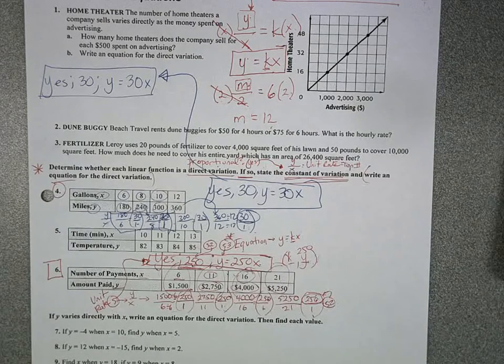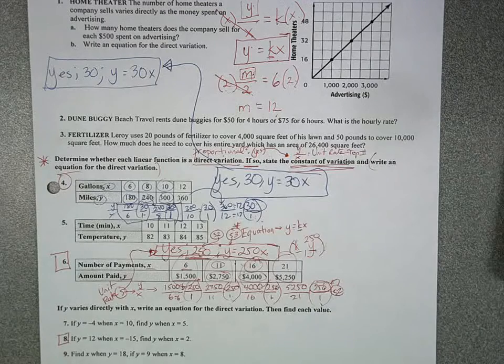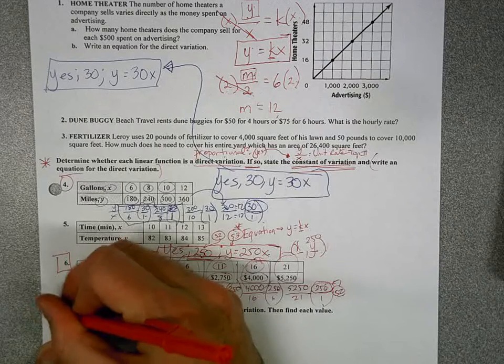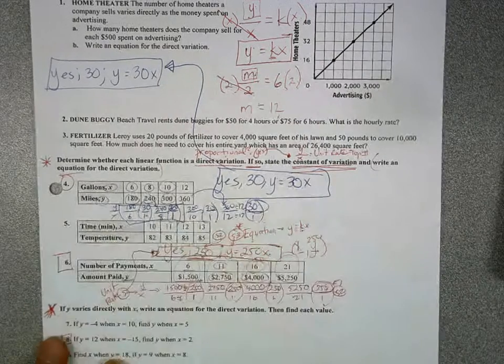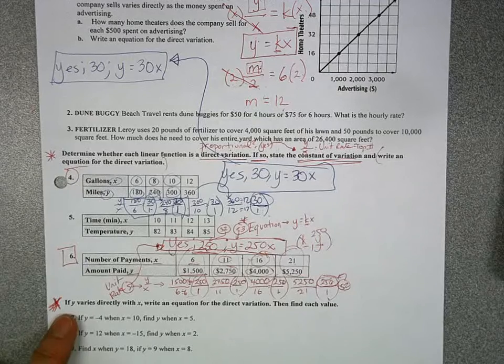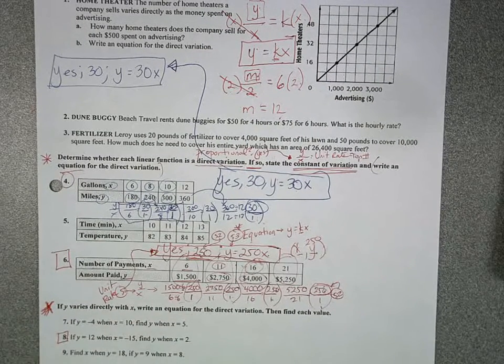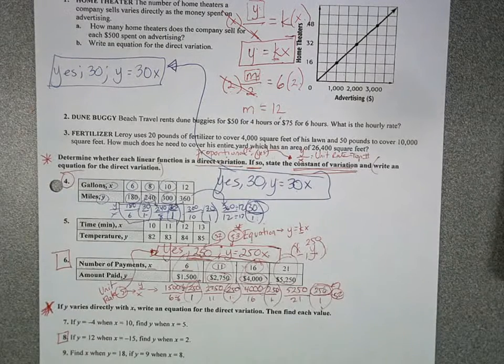So here's what I want you guys to do. Let's go ahead and take a look at problem number 8. Now let's go ahead and close read the directions here. All right, here we go. If y varies directly with x, write an equation for the direct variation. Then find each value. Now let me translate the directions for you.